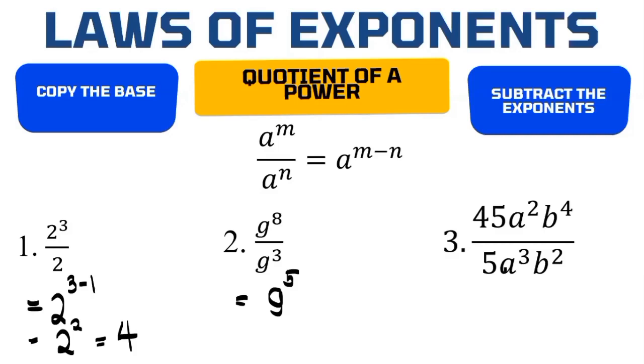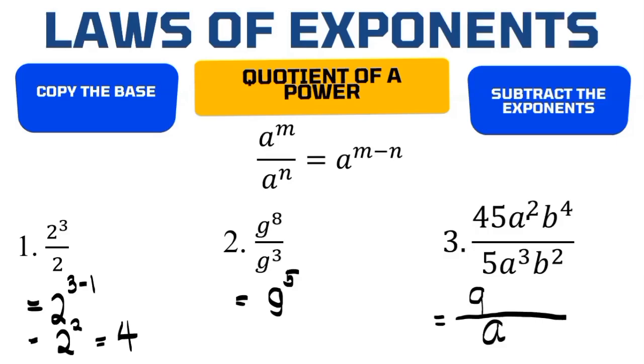So this is what you will do here. Divide the numerical coefficient first. 45 divided by 5 is 9. The bigger number is in the numerator, so you will write the answer in the numerator as well. Then we have to subtract the exponents of the base, right? Copy the base, subtract the exponents. But 3 minus 2 is 1. You have to place the answer in the denominator because 3 is bigger than 2.